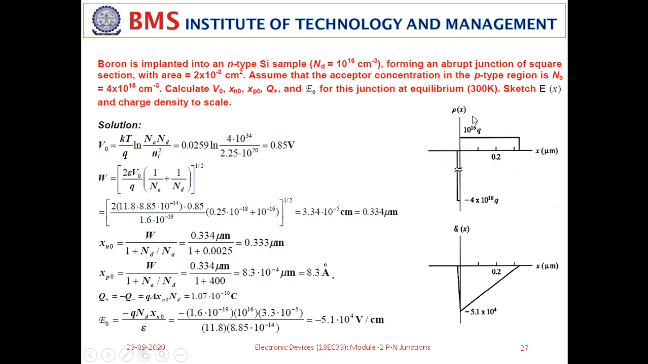So now we have shown both the charge density graph, rho of x as a function of distance, and the electric field graph, E of x as a function of distance. These two curves are drawn according to scaling. That is what is asked in the problem here. I think with that we have solved one problem.